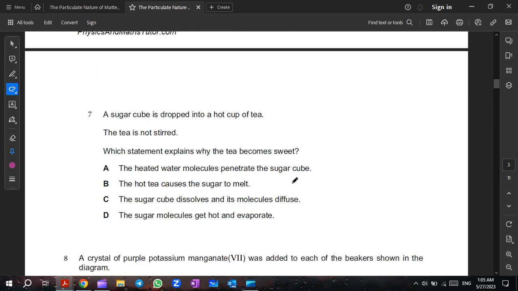A sugar cube is dropped into a hot cup of tea. The tea is not stirred. Which statement explains why the tea becomes sweet? Okay, let's look at them. The heated water molecules penetrate the sugar cube. The hot tea causes the sugar to melt. The sugar cube dissolves as its molecules diffuse. The sugar molecules get hot and evaporate. Well, the only one that sounds logical to me is C.